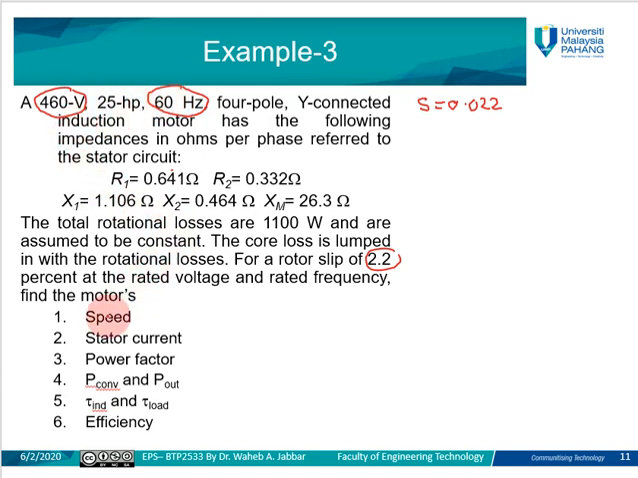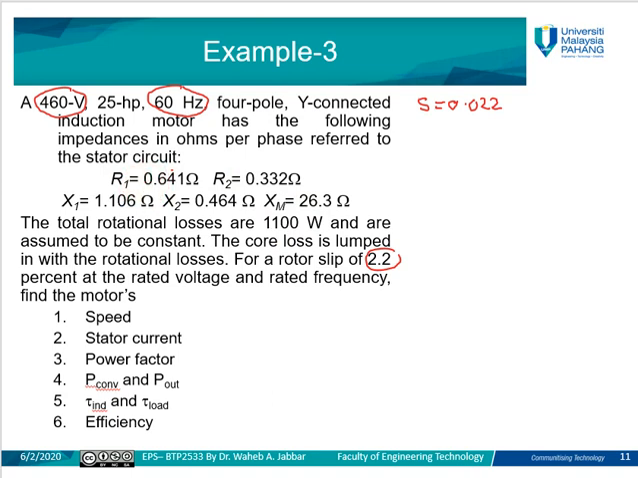These are the requirements we need to find, which are the speed of the motor, meaning the machine speed, and stator current, power factor, P converted and P out, tau induced and tau load, which are the induced torque and the load torque. Then at the end, we need to find the efficiency. These are very important parameters for the induction motor, and we need to learn how to find all of them based on the given values for the equivalent circuit of the induction motor.